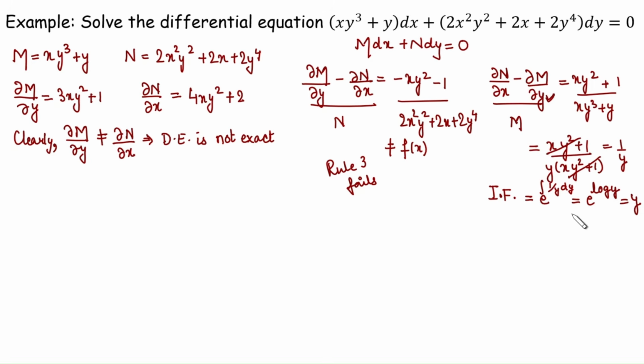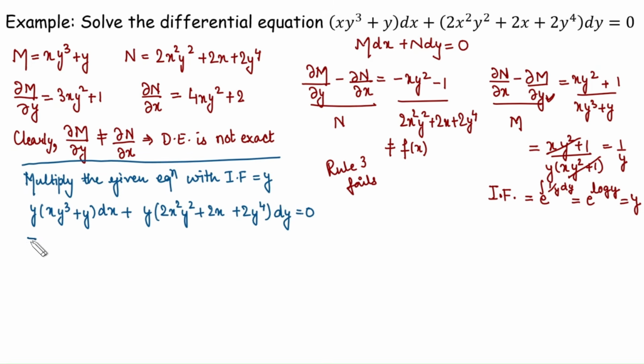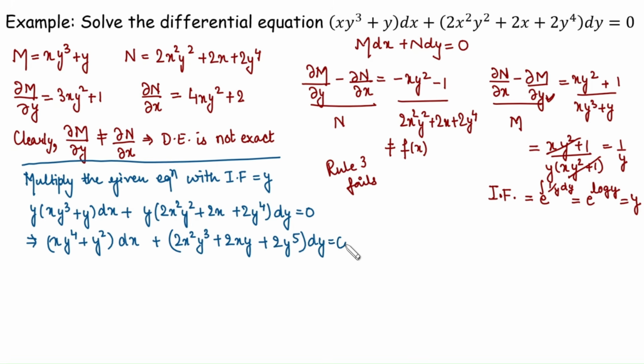Now once we have the integrating factor, we will multiply it with the differential equation to make it exact. More simplified, this results in (xy raised to power 4 plus y square) dx plus (2x square y cube plus 2xy plus 2y raised to power 5) dy is equal to 0. Now this equation is the exact differential equation. And once we have an exact differential equation, we can write its solution.